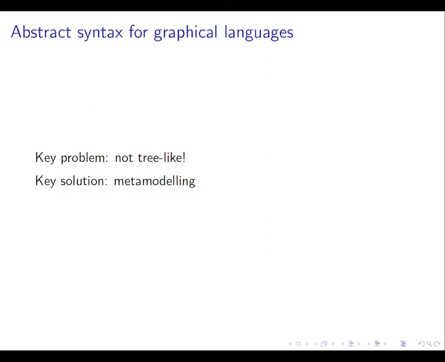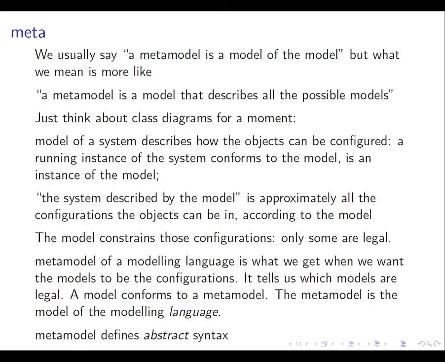And you've already seen this a bit, of course, as we met the meta-model for UML and as we did the paleo example at the start. But let's talk a bit about meta, especially the meta in meta-model. It's tempting to say, and we often do say, a meta-model is a model of the model. But what we really mean is something more like a meta-model is a model that describes all the possible models at some other level, so of the system.